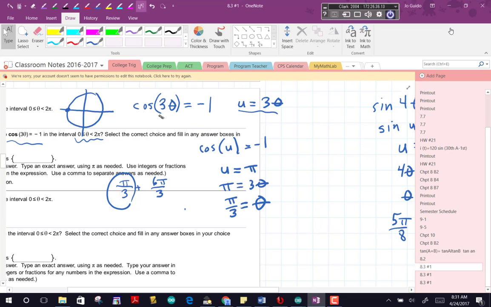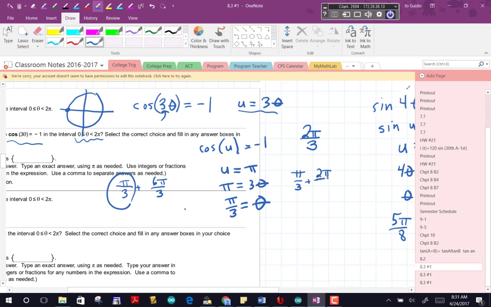We want to remember here that our period is not 2 pi because we've got this little number right here. So in this example, we're going to take 2 pi and divide it by 3 to get our period. So it's 2 pi over 3. Okay, so I want to get this. Oh, it's already the same. So my answer was pi over 3.